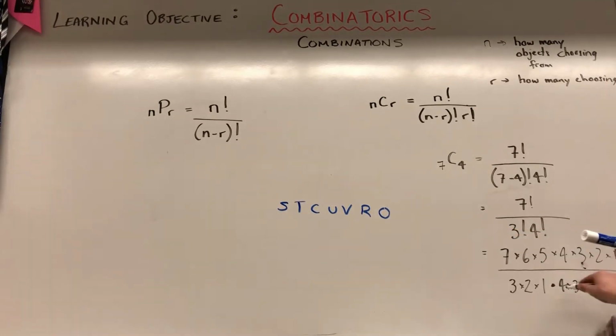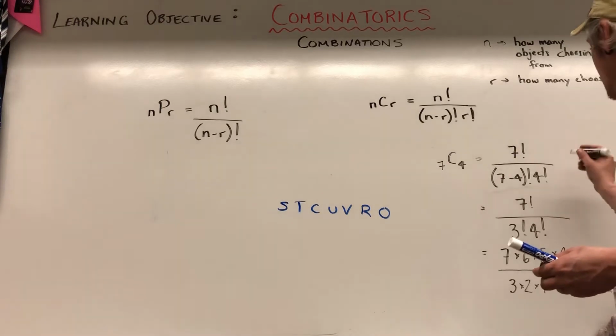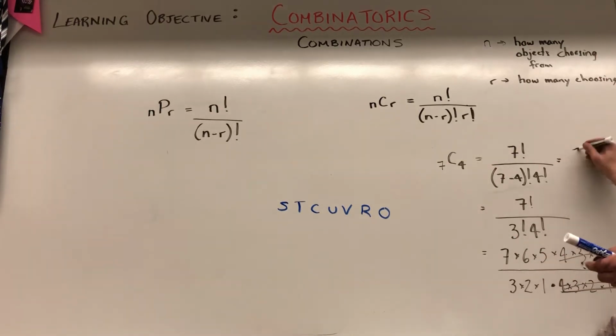And I can cancel, I'm going to cancel this out with this, because they're the same things. And then I wind up with 7 times 6 times 5. 6 times 5 is 30, times 7 is 210, divided by 3 times 2 times 1, which is 6. 210 divided by 6, it's going to be some number.